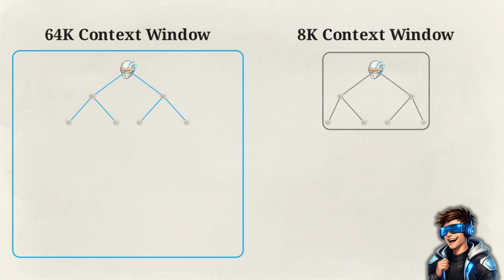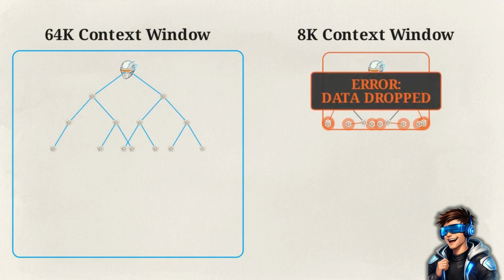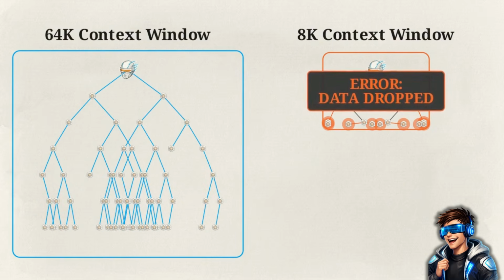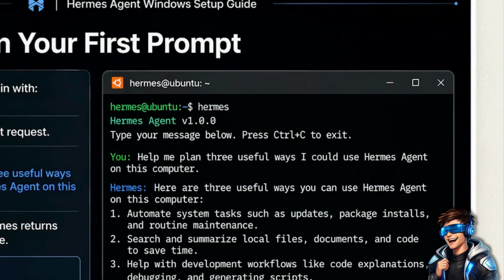Keep in mind, whichever specific model you choose must have a minimum context window of 64K tokens. Hermes requires this large working memory because multi-step planning and tool calling consume a high volume of instructions. Smaller models will simply drop data mid-task.